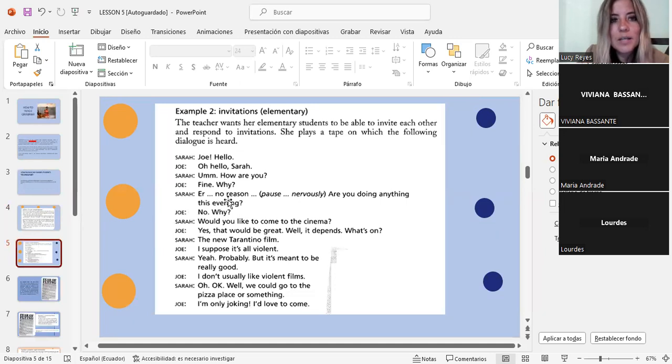Example, invitation, elementary. The teacher wants her elementary students to be able to invite each other and respond to invitations. She plays a tape on which the following dialogue is heard.